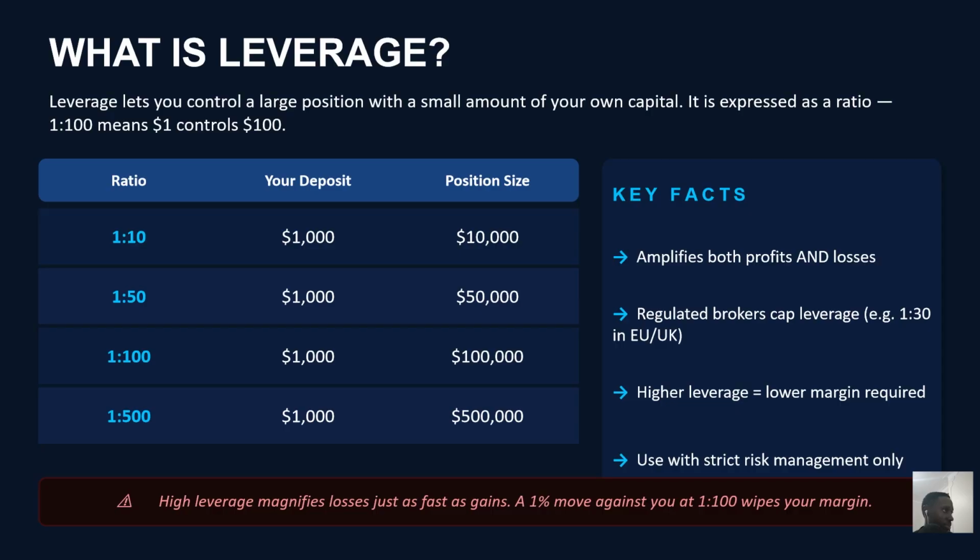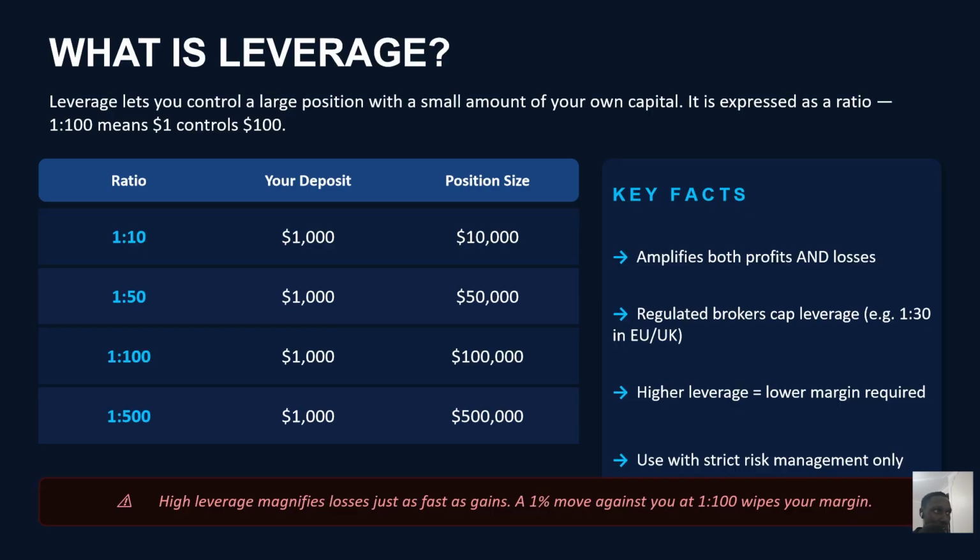The ratio 1 to 10: you deposit $1,000, position size $10,000. 1 to 50, $1,000, position size $50,000. 1 to 100, $1,000, position size $100,000. 1 to 500, $1,000, position size $500,000. So it means that you can risk literally the money that you don't have. So it's going to help you to trade and to also maximize the profits that you can make in the market. Key facts: amplifies both profits and losses.